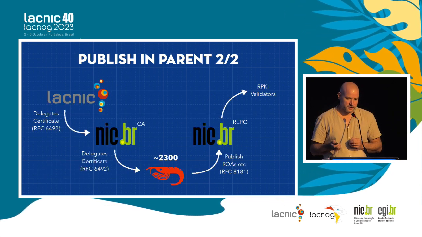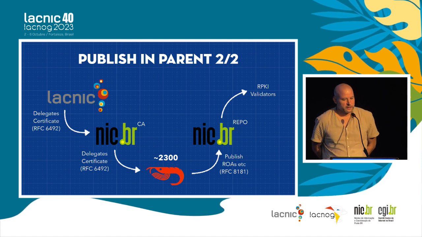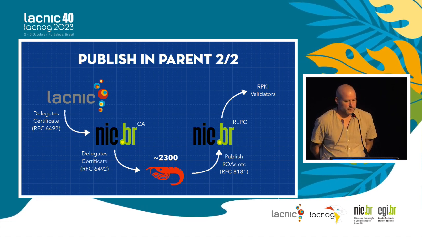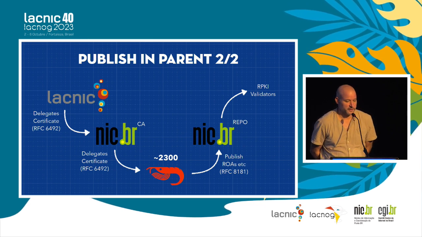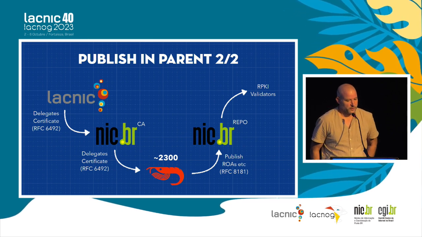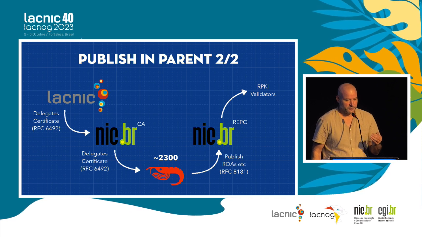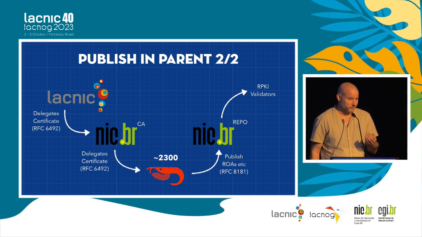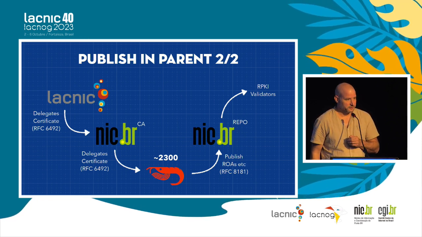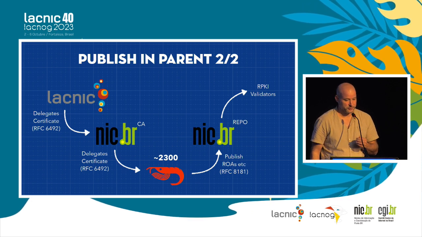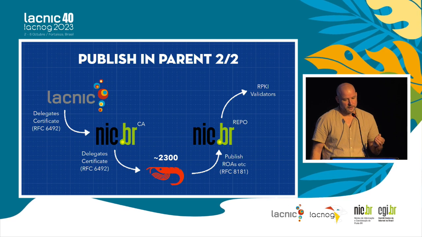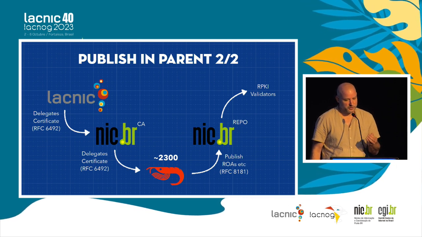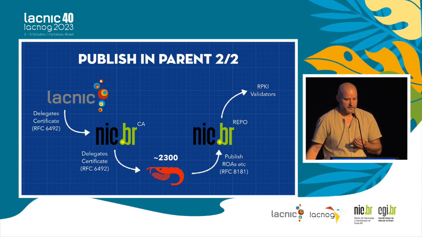This is how that would work. What I've shown on this slide is the model that is essentially applicable to NIC.br members. LACNIC delegates a certificate to NIC.br. There are now around 2,300 NIC.br members running their own CA instance, usually Krill. They publish the content at NIC.br, and then this is validated.